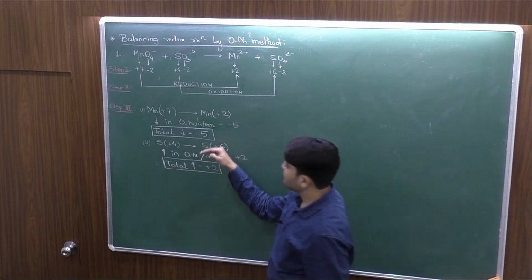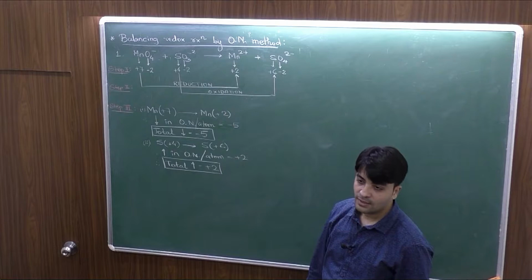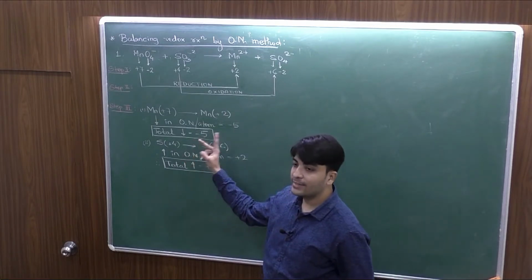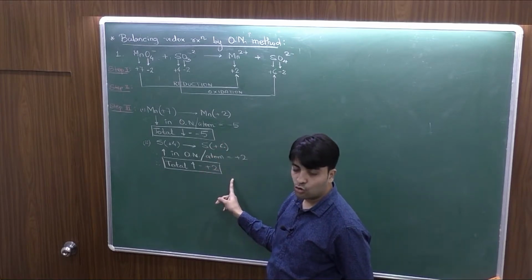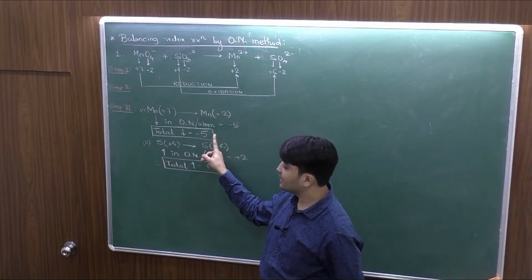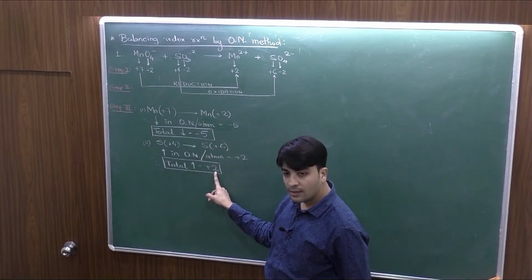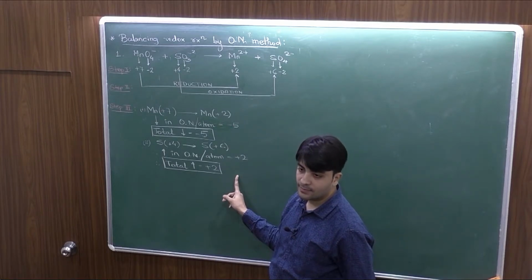Now if the increase is 2 and the decrease is minus 5, minus 10, then to balance off, I have to multiply this decrease by 2 and the increase by 5, so that the decrease would become minus 10, which will be balanced by increase of plus 10, and the reaction would be said to be balanced.